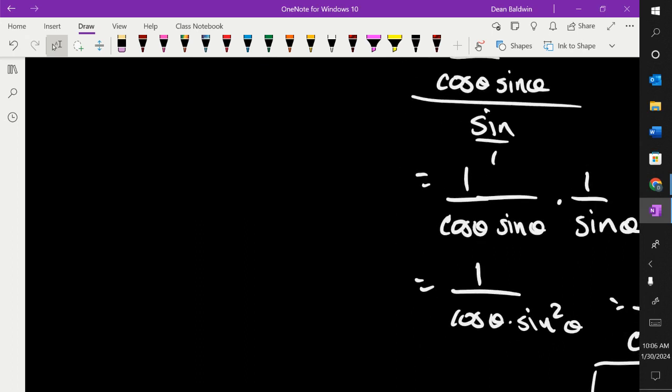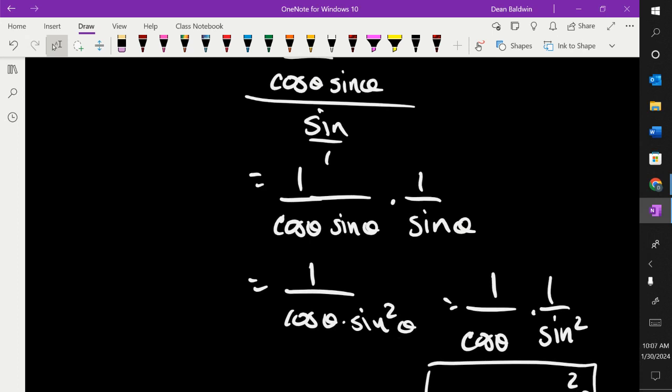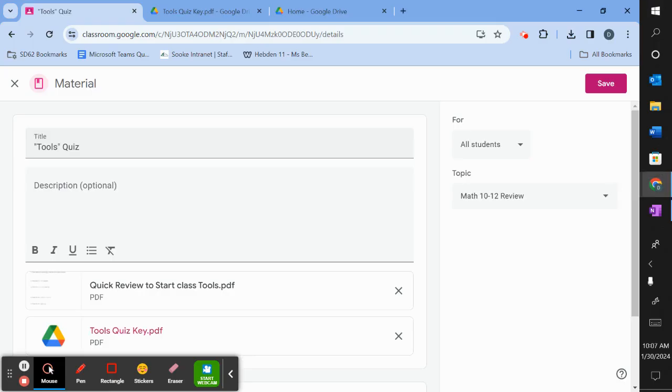That's an acceptable answer. 1 over cos times sine squared. Or you can write it like that: 1 over cos times 1 over sine squared, which is the exact same thing. Or what's 1 over cos? Secant. What's 1 over sine? Cosecant. So 1 over sine squared is cosecant squared, so secant times cosecant squared. I know people love the trig stuff. This is what makes trig hard, is because there's 30,000 different ways to write every question. Okay? All right. That's it. Let me stop this.